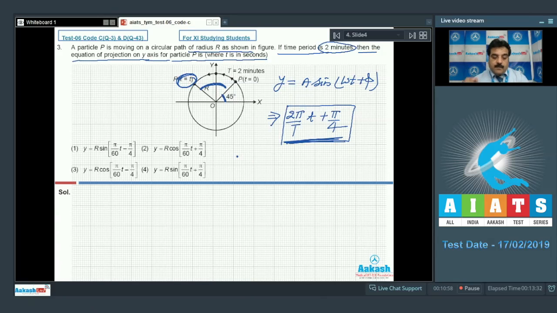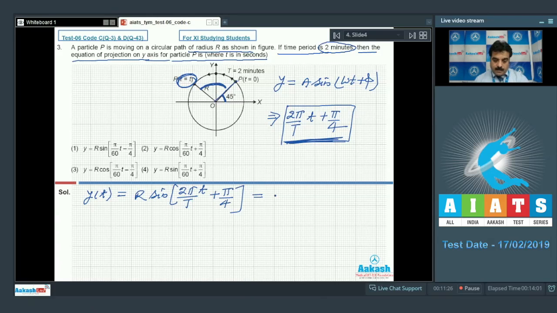The projection on the y-axis in terms of time, y(t), y is a function of time. First I will write the amplitude, and that is equal to the radius r. Second, sine, and I will write the angle 2 pi into t over capital T plus pi by 4, right? And now I know the value of the time period: 2 minutes, which means 120 seconds.